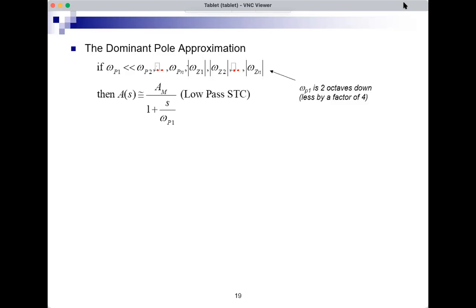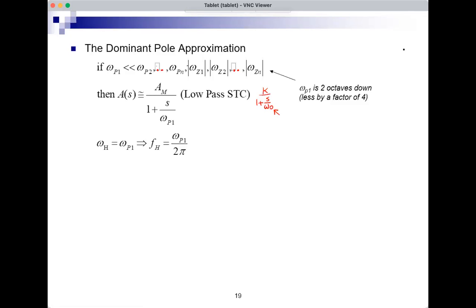Why is it amazing? Why all the excitement? Because this is of the form K over 1 plus S over omega 0. So what is omega 0? I'm after the 3 dB frequency. So if I have a dominant pole, the dominant pole would be omega H. Omega P1 is the bandwidth, the 3 dB frequency. Really very simple technique. Just sort the numbers. If one is very small compared to the others, then that's the answer. We don't need to do any calculations.